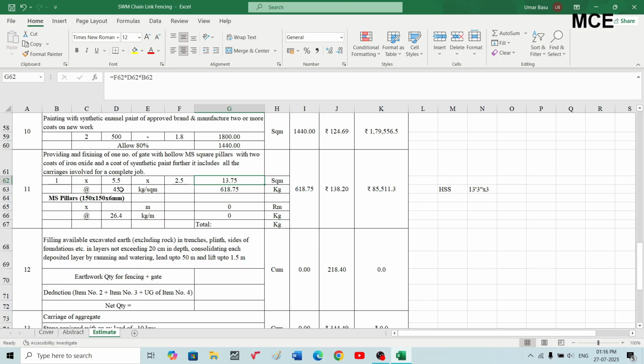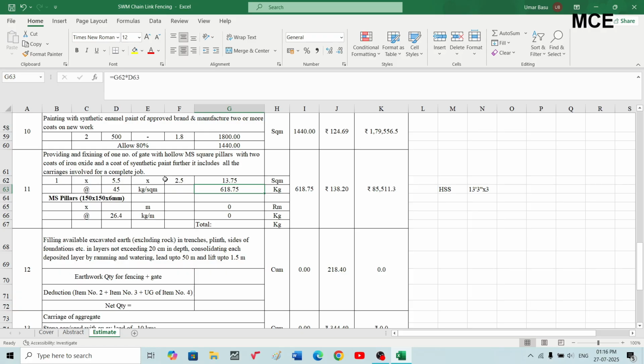And let us assume that structural steel required to make this gate is equal to 45 kg per square meter. At site you will require between 40 to 50 kg per square meter if you make a gate of structural steel. Okay, this is by the thumb rule. So let us assume it as 45 kg per square meter. So total quantity required for my gate will be 618.75 kg, of size 5.5 into 2.5 meter. It will include both the large gate and the small gate.